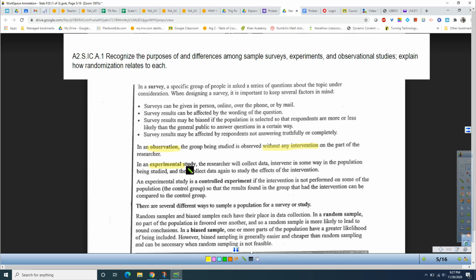In an experimental study, the researcher will collect the data just like they would in an observation, but they're going to intervene in some way in the population studied and then collect the data again to study the effects of the intervention. Intervention? What do you mean?